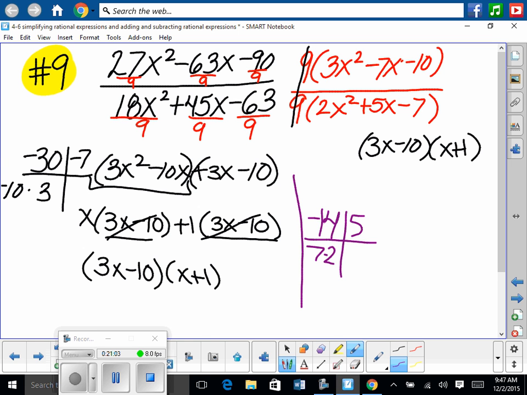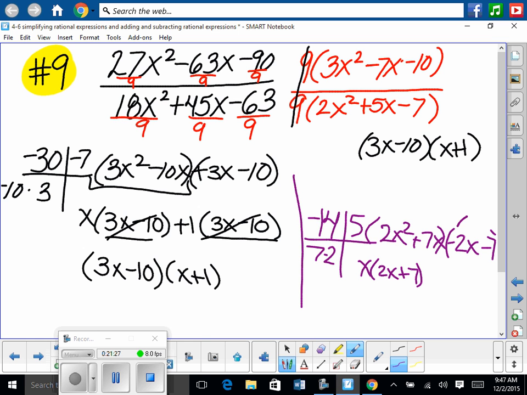Now we can't quick factor, so we drop and break. So we have 2x squared minus 7x plus, oh, it was plus 7x. Plus 7x minus 2x minus 7. We're almost there. Group. So we pull out an x. Left is 2x plus 7.